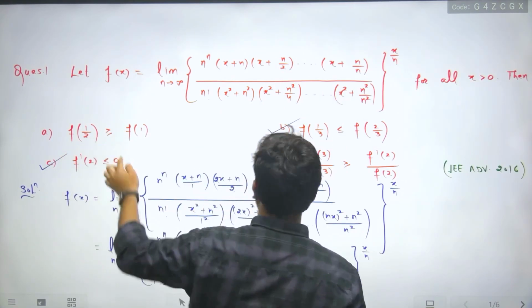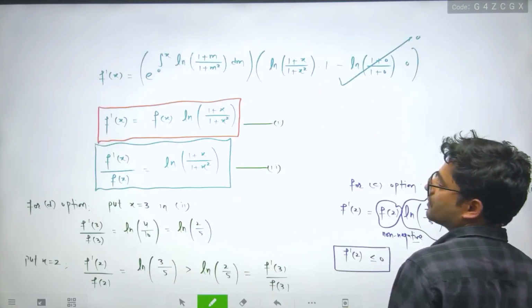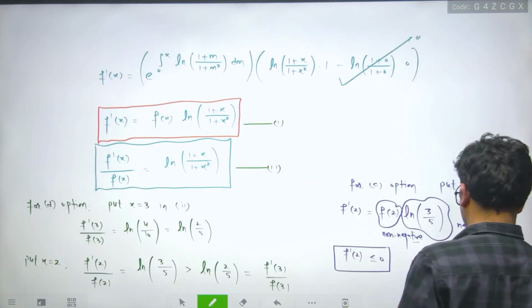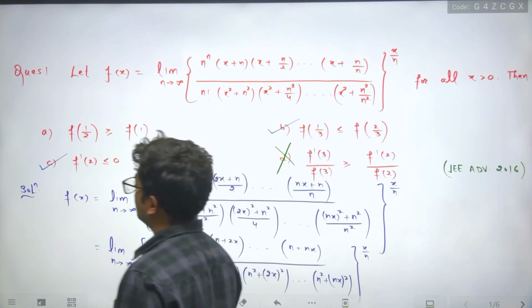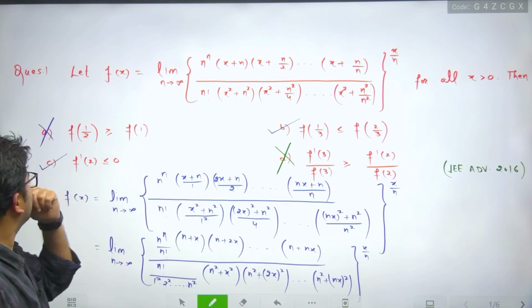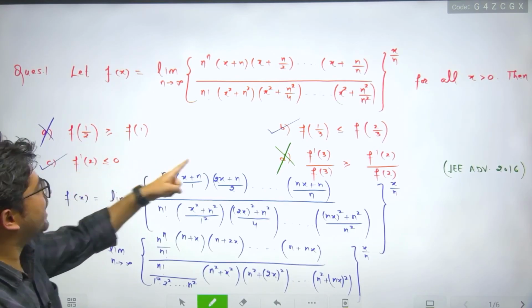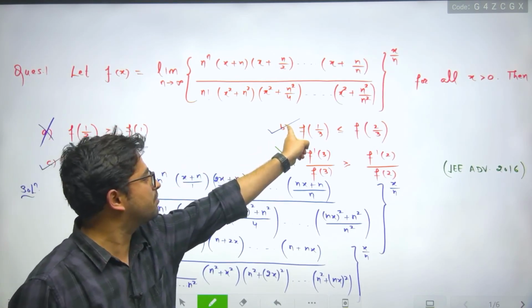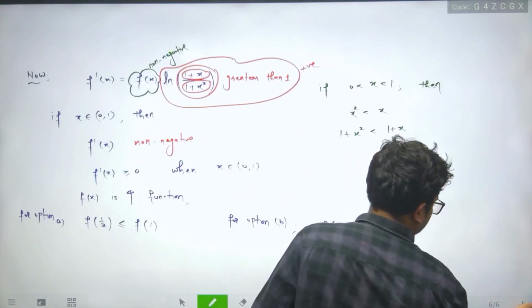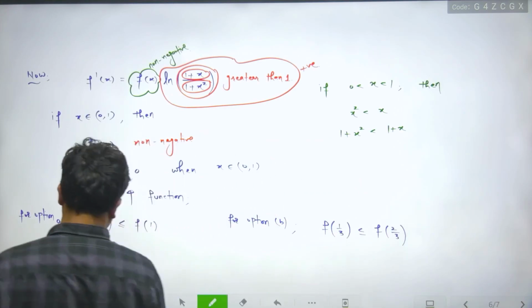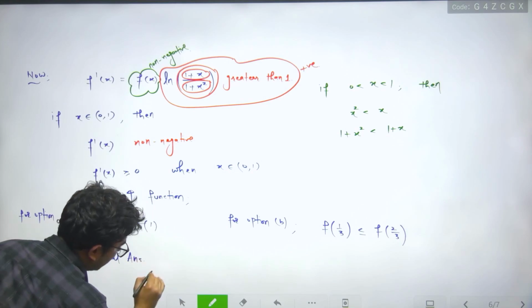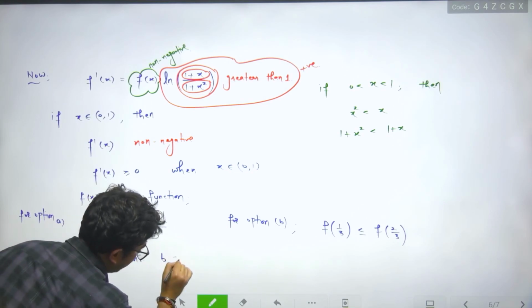And is f half greater than equal to f1? No. So A is your wrong option. So what is the final answer? The final answer contains your B option and C option. So finally you have the final answer, that is B and C.